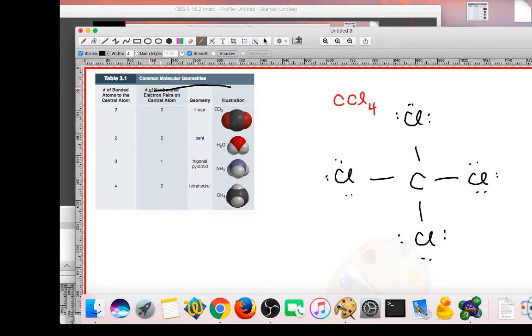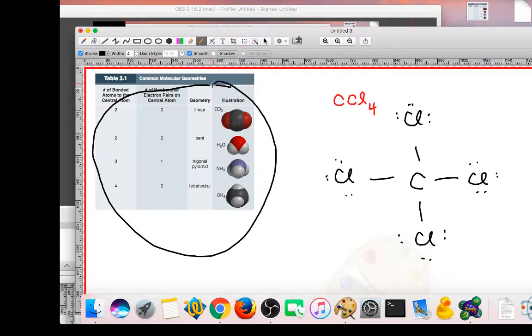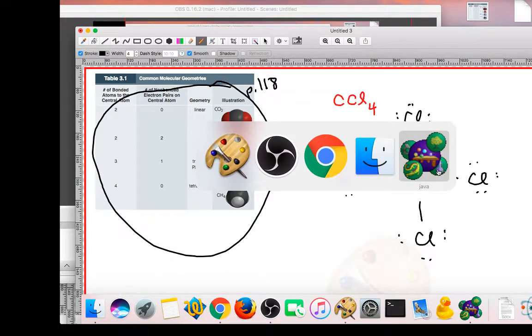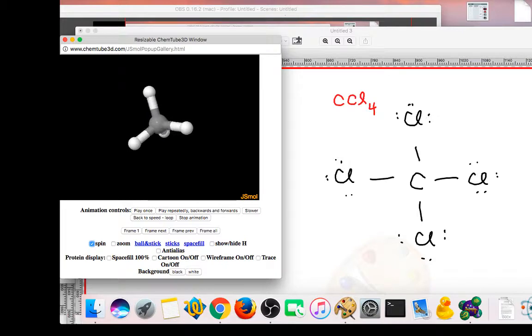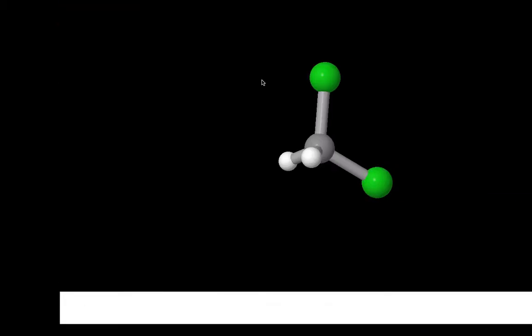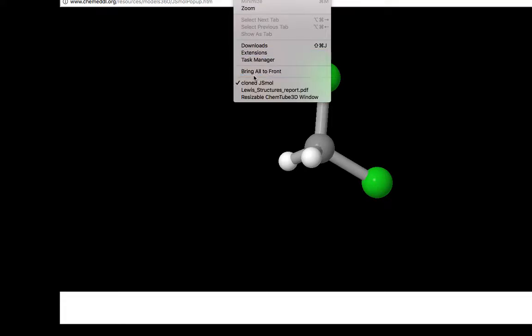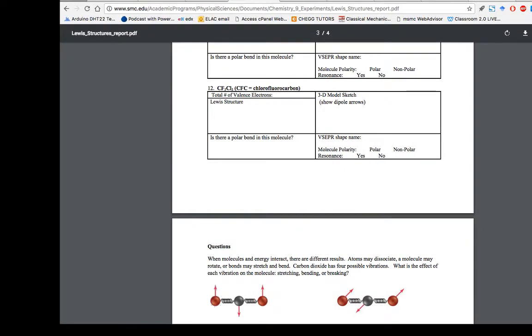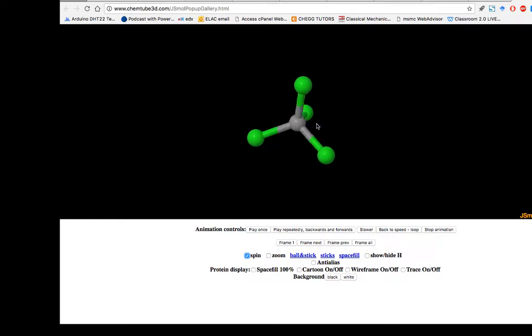I showed you how to use a table like this from your textbook. This is page 118 of your textbook. I showed you how to use this table to determine the molecular shape. Now, the molecular shape of this molecule is like this. Let's see. Not like that. It is, no, not like that, sorry. It is this, yes. This is CCl4.